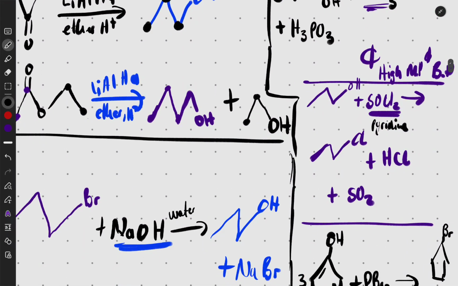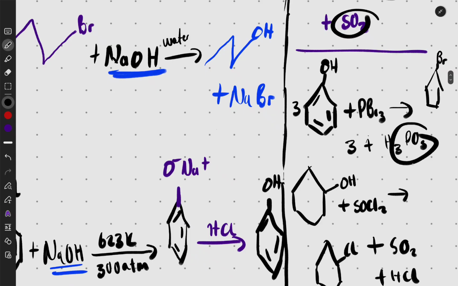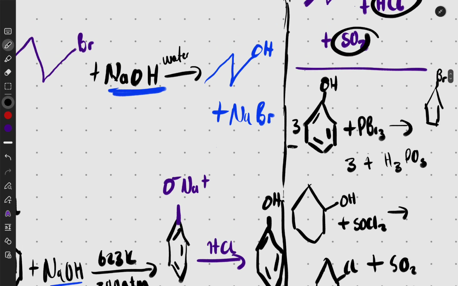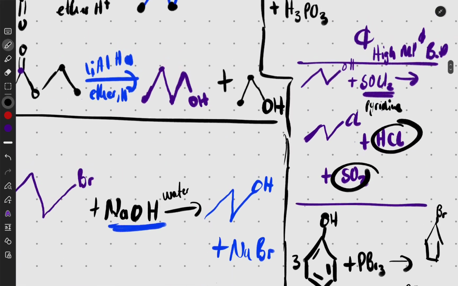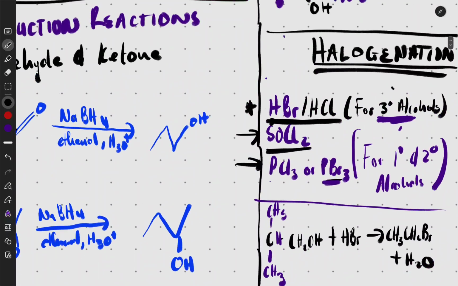And remember to put pyridine. What are you going to get? SO2 and HCl again, after you remove the OH. Remember to put HCl and SO2. Then here you just get your H3PO3, but remember you'll be doing 3 of them, so that you get H3PO3. That's all you have to know.